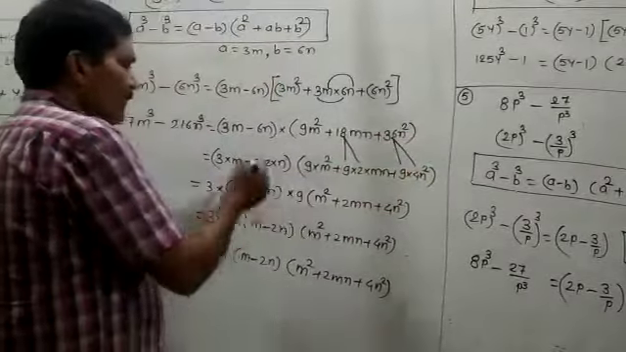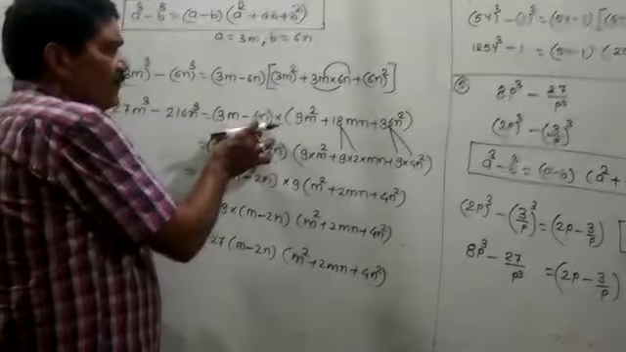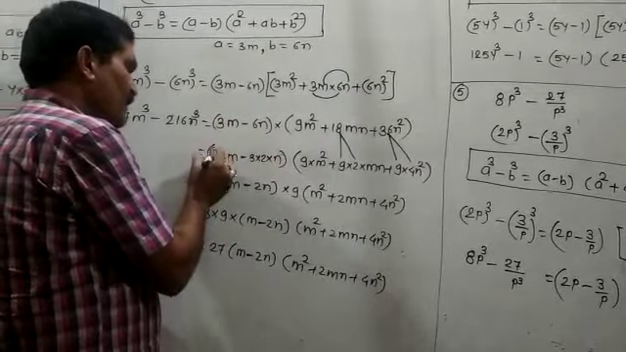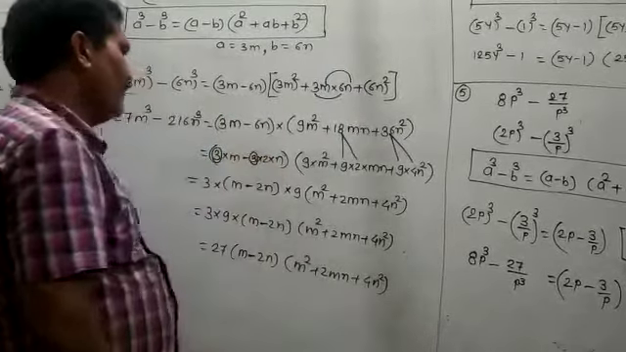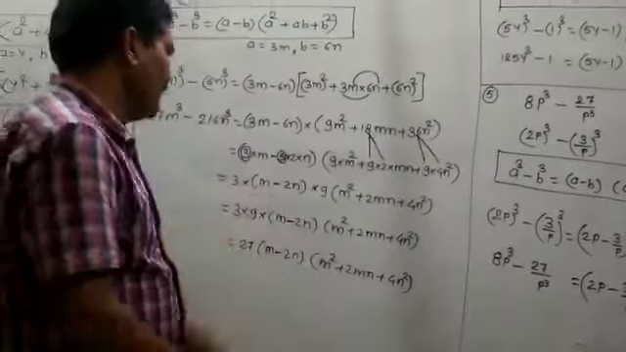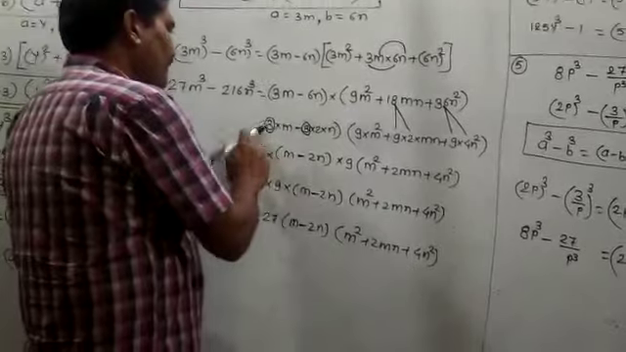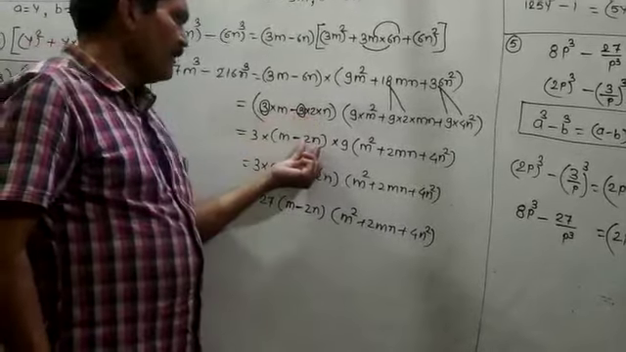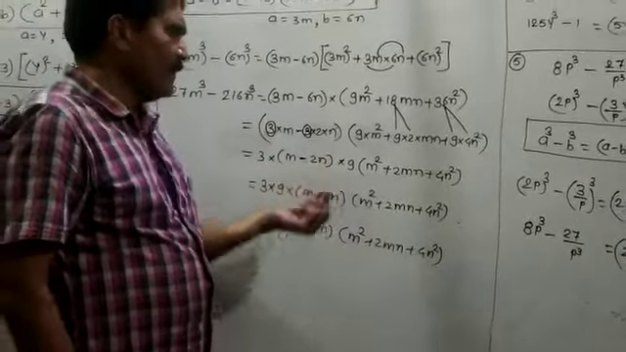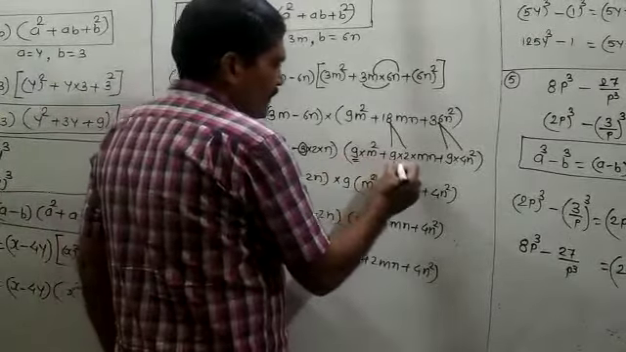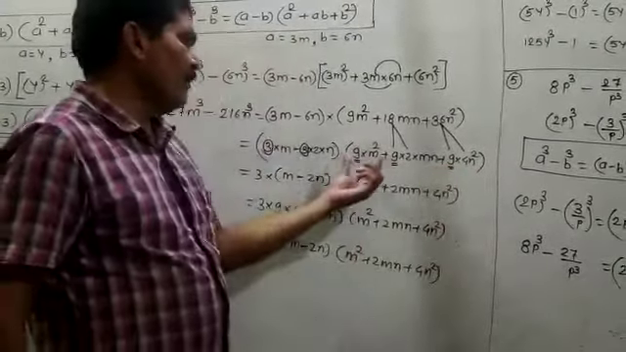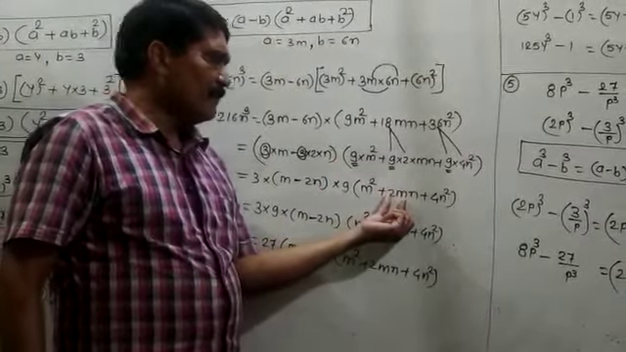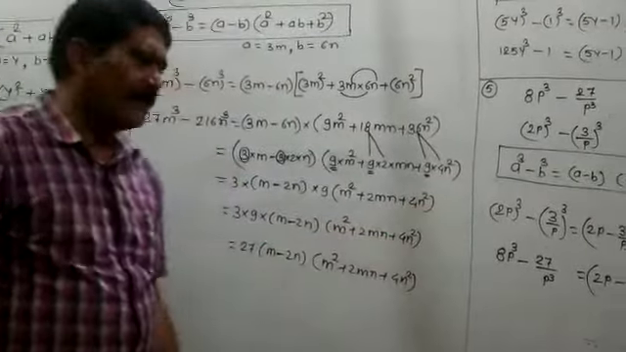And here you have to take out the common things, because in between these two terms 3 is common. 3 is present here also, 3 is present here also. So I will circle this 3 and take out the 3 common. Then the remaining things you have to write in the round bracket: m minus 2n remains, which you write in another bracket. Here 9 is present in each term. You have to take out 9 common, and whatever remains you write in a round bracket: m square plus 2mn plus 4n square remains, that you have to write as it is.